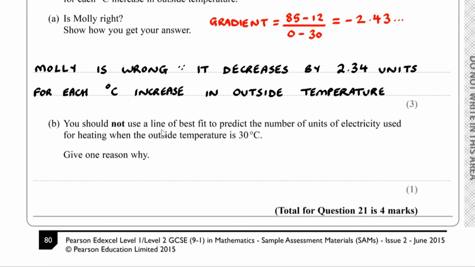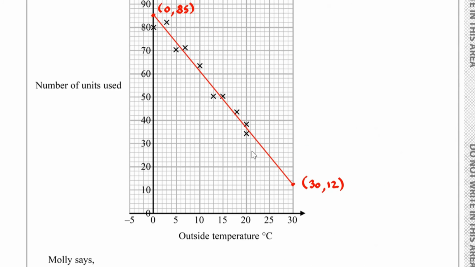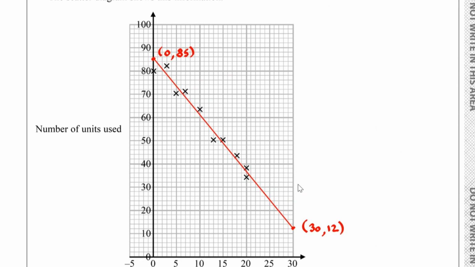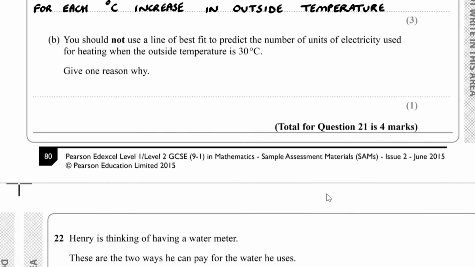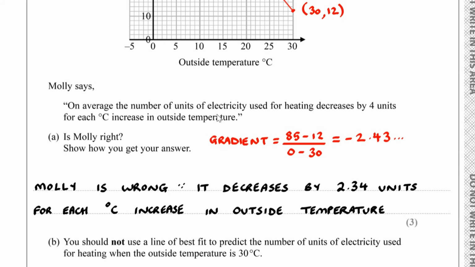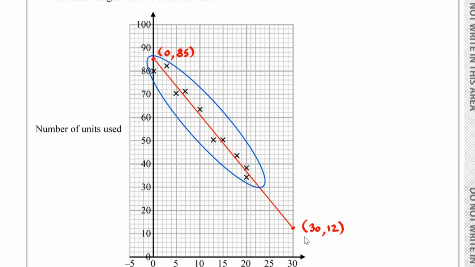Then for part B, you should not use the line of best fit to predict the number of units of electricity used for heating when the outside temperature is 30. Give one reason why. Well, 30 is over here, and what we can see from our data is, well, here is all our data, and 30 is outside that data. So 30 is outside the data set. It's outside of the data over here somewhere.